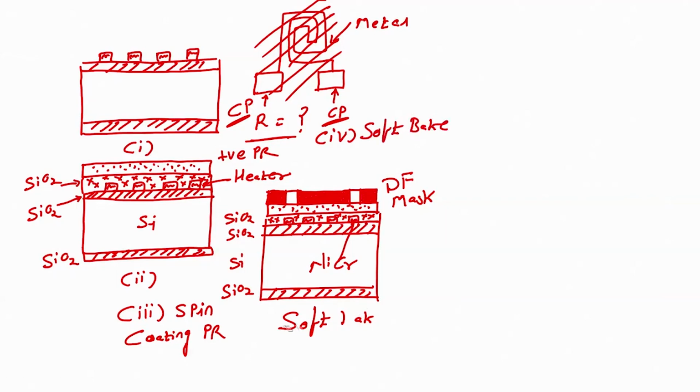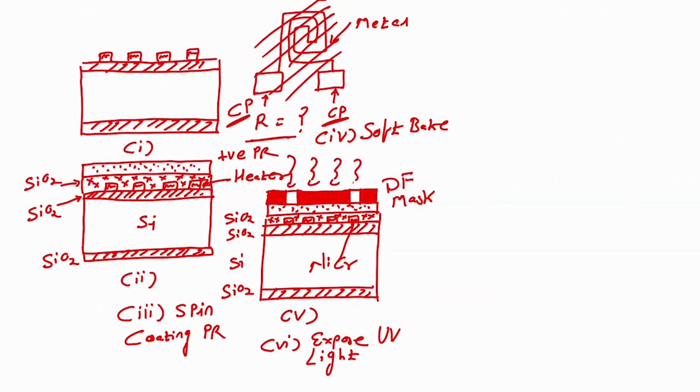Step number 5 would be load the mask. Step number 6 would be expose with UV light. So, steps 5 and 6 are load the mask and expose with UV light. So, now I expose this one with UV light.